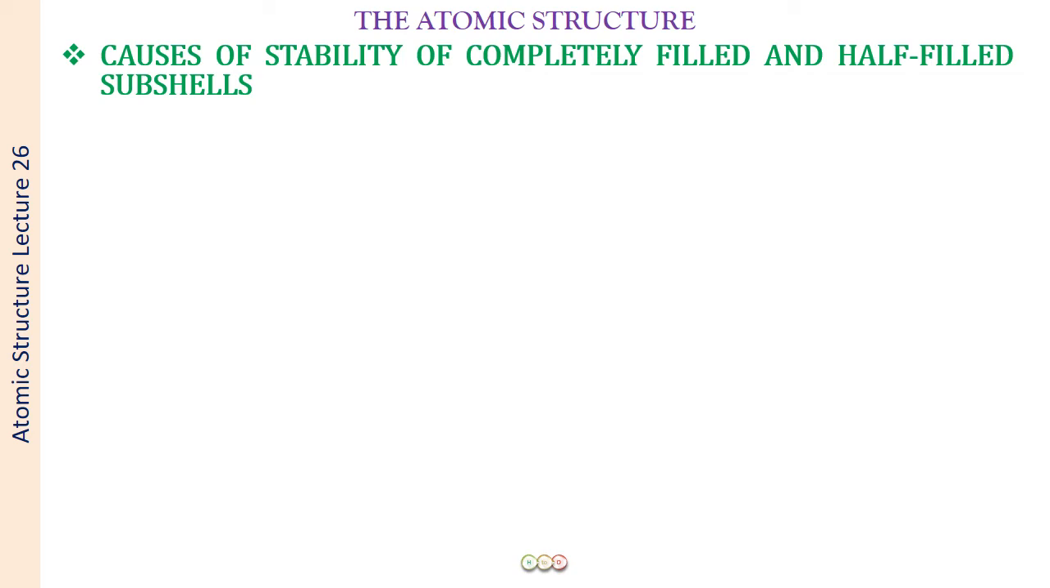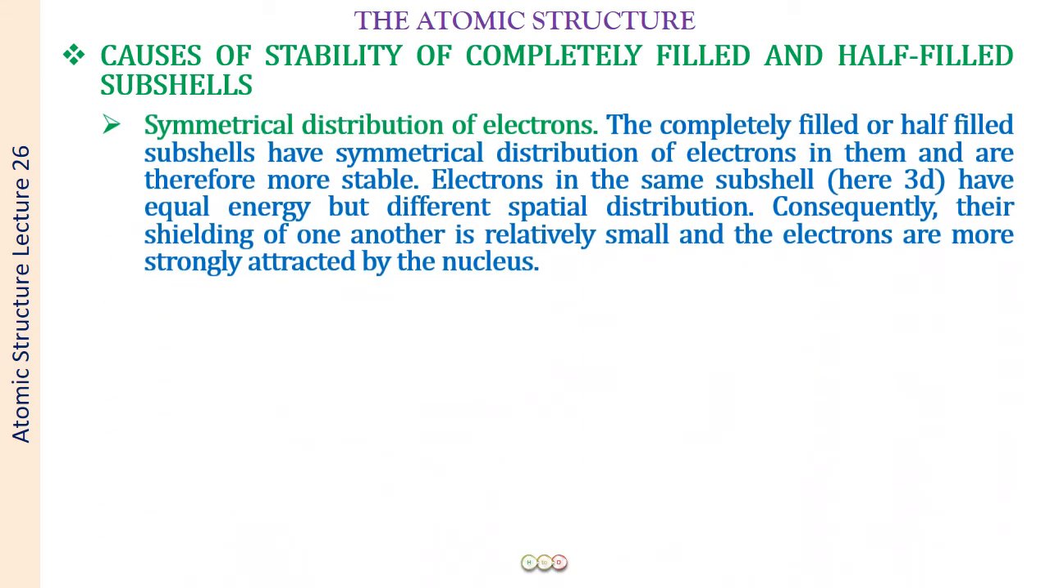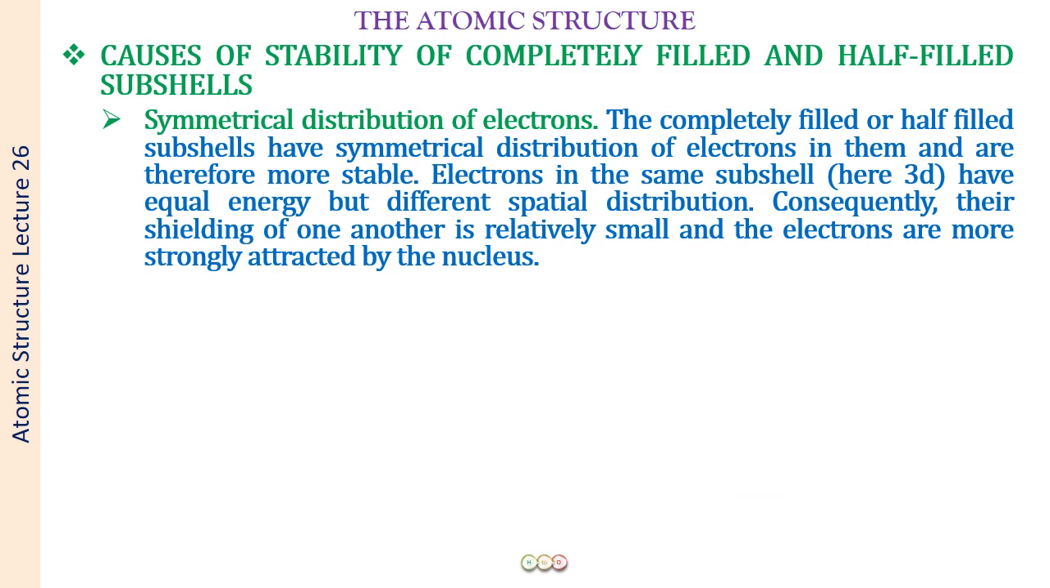Now finally what we are left with for this lecture is that you have to understand what is the cause of stability for the completely filled and the half filled subshells, right? They should be completely filled, they should be half filled, but why? So let me explain that to you. First is the symmetrical distribution of the electrons. The half-filled and the completely filled subshells have a symmetry, and the symmetrical distribution makes them more stable.